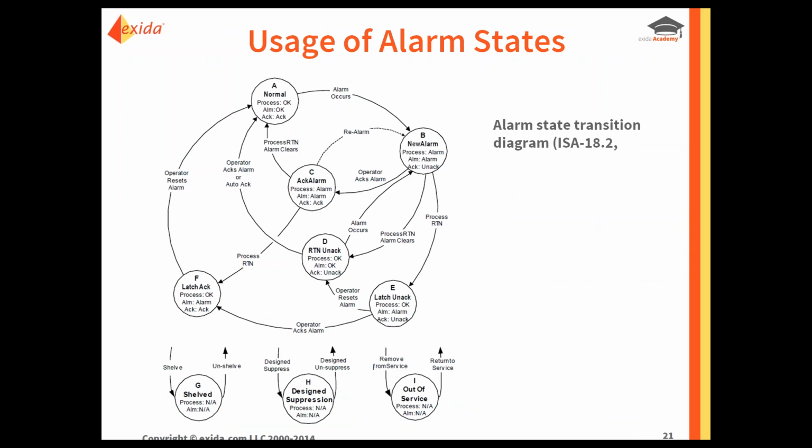So now let's get into TR3 and look at some of the best practices. First we'll start with a discussion of the usage of alarm states. When I talk about states, I mean whether an alarm is active, whether it's been acknowledged, whether it's latched, whether it's returned to normal. There's a state transition diagram defined in the ISA standard shown here.